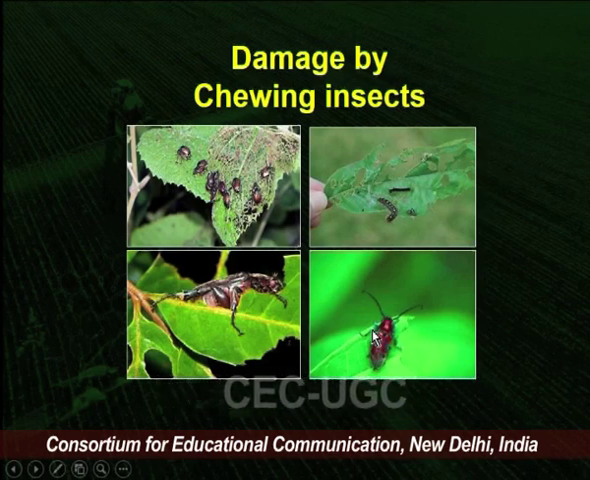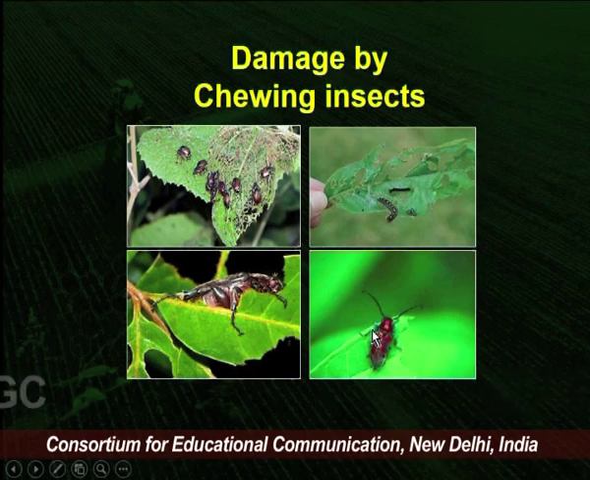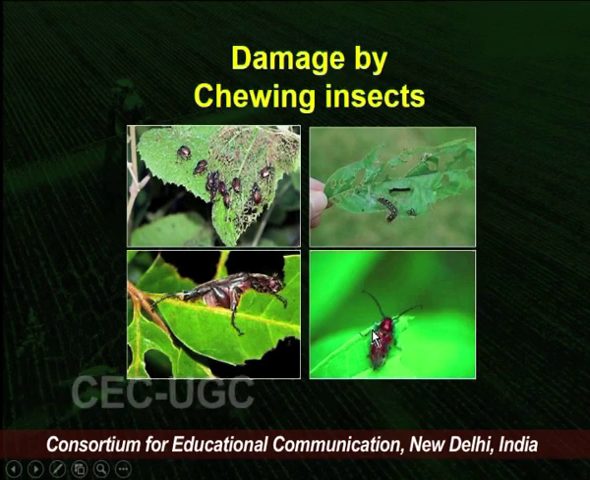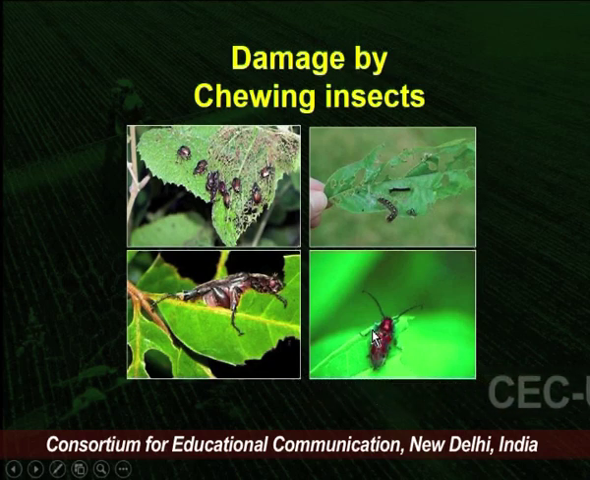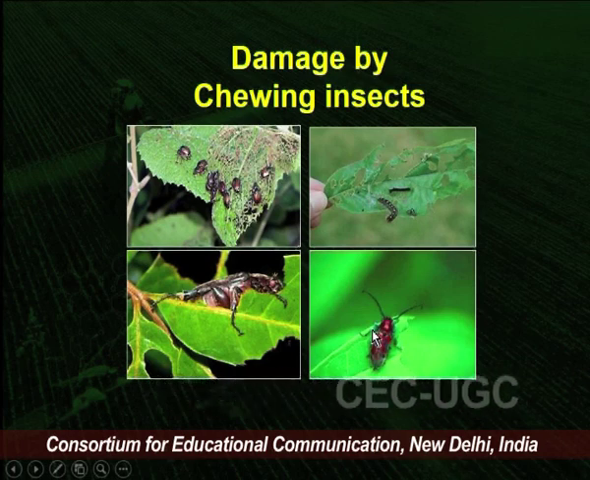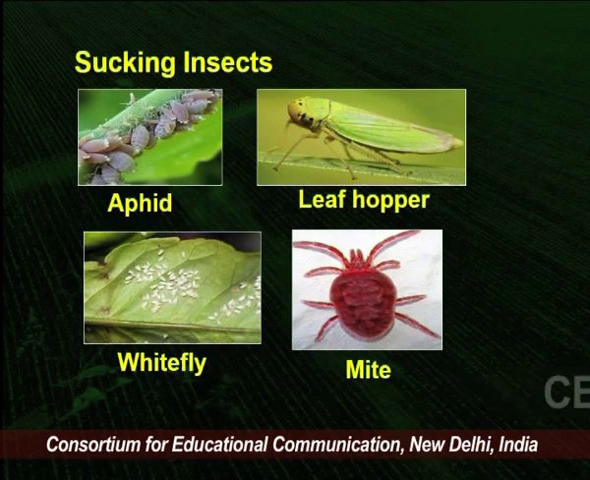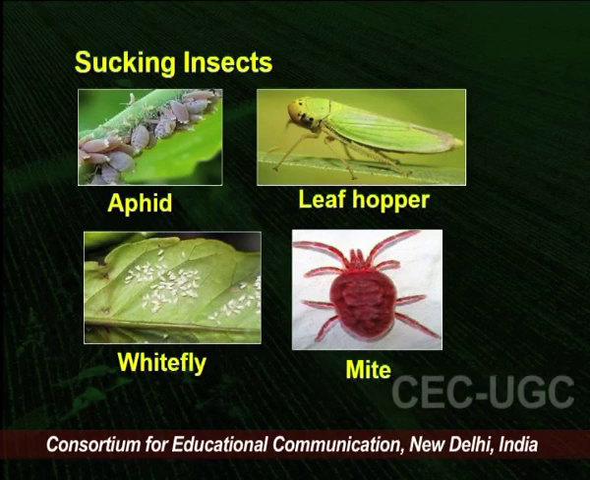Now, damage by chewing insects: you can easily see how badly these leaves are damaged. Once the leaves are damaged, the plant cannot grow. So, these types of chewing insects must be eradicated, or insecticide has to be applied to avoid this kind of destruction. Next is sucking insects. These are pictures of sucking insects: whiteflies, aphids, leafhoppers, mites. They also destroy the crop like anything, but the massive destruction is caused by sucking insects.